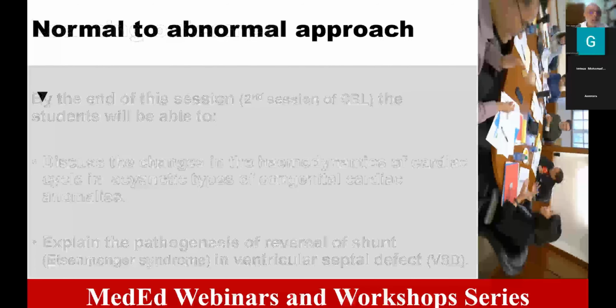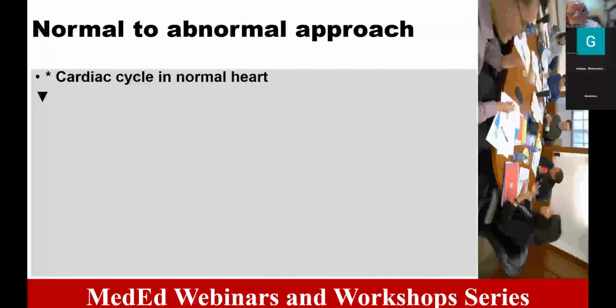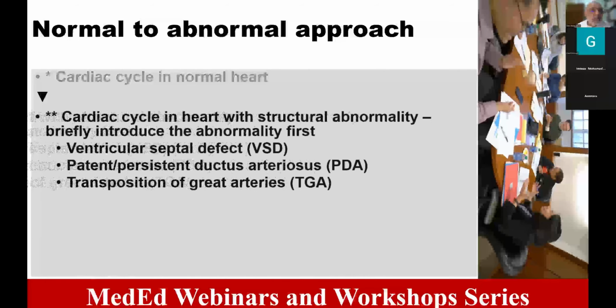Now, how do we go about it? In the first session, we teach the cardiac cycle in the normal heart, which may be a whole class session, or you may ask them to learn on their own as well, which would be the DSL. So students learn about the cardiac cycle before, in the first session. Now, when they come to the second session, it is the cardiac cycle in a heart with structural abnormality. So we give a situation where there is a variation. We know the normal cardiac cycle.